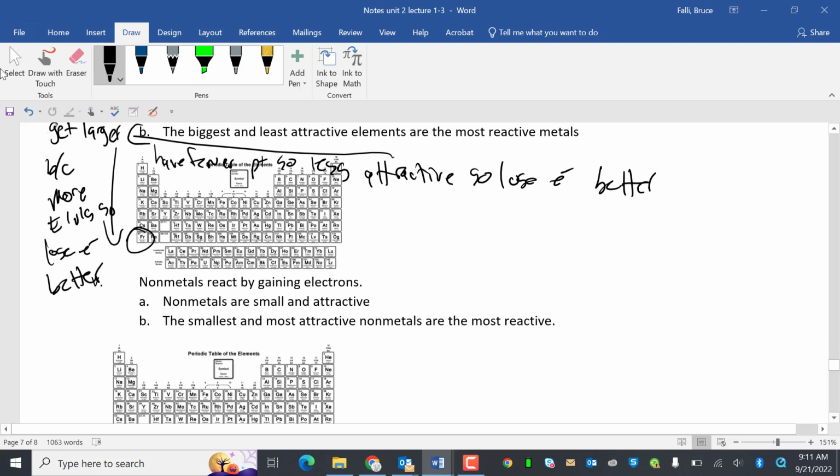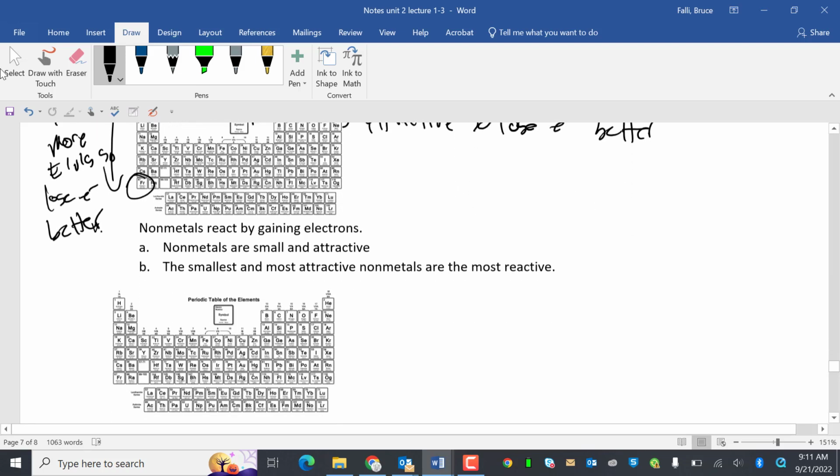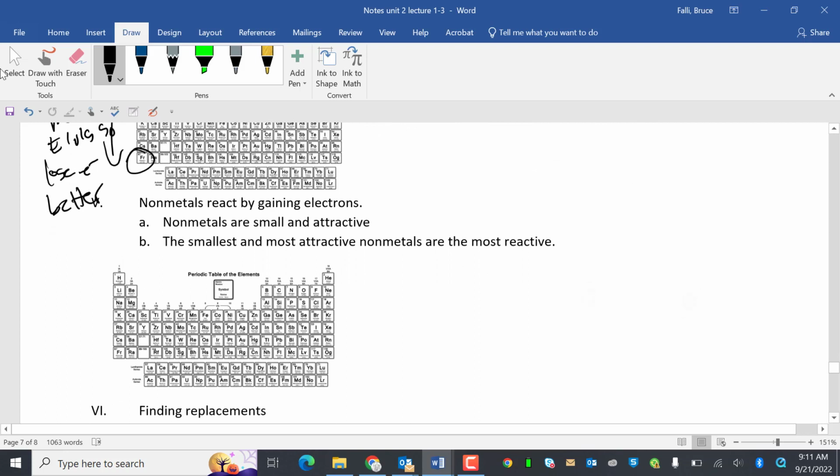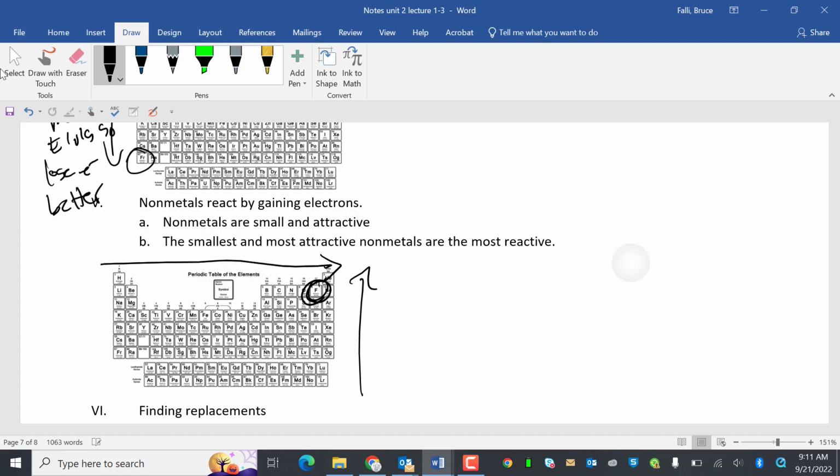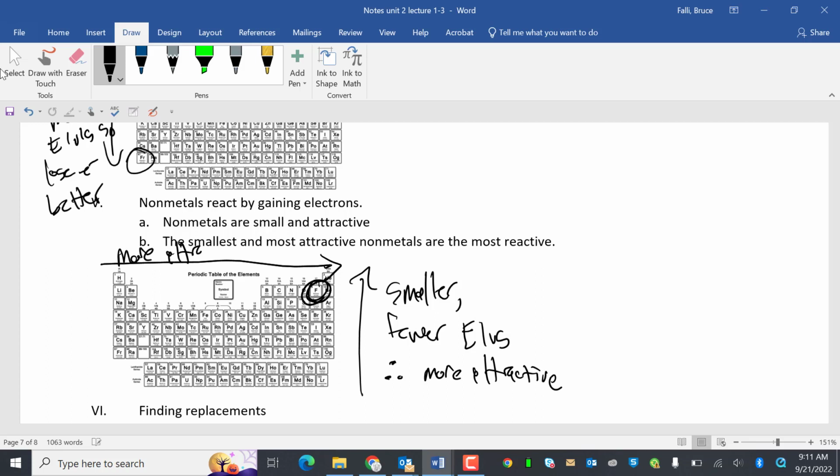So nonmetals react by gaining electrons. So it's kind of the opposite. Nonmetals are small and attractive. The smallest, most attractive nonmetal is the most reactive. Fluorine is the best, right? As you go up, it's smaller, fewer energy levels, therefore more attractive. And as you go to the right, you have more attractive protons. So attract electrons better.